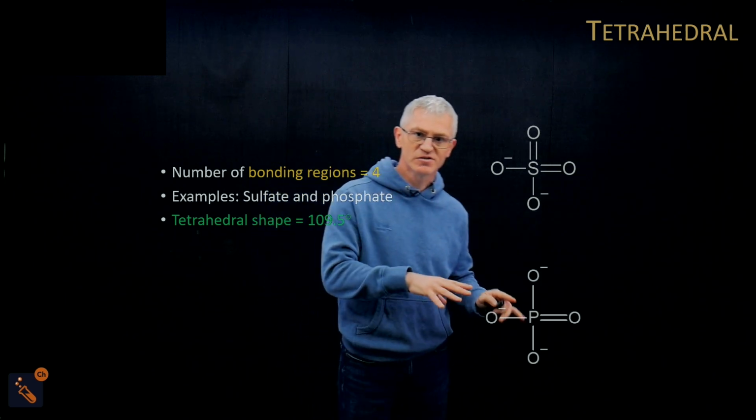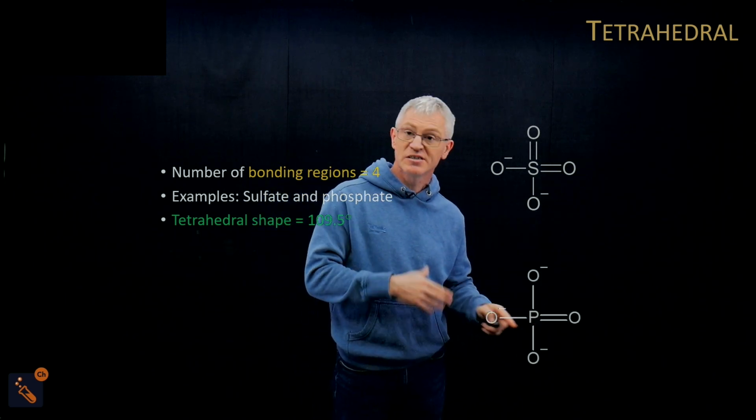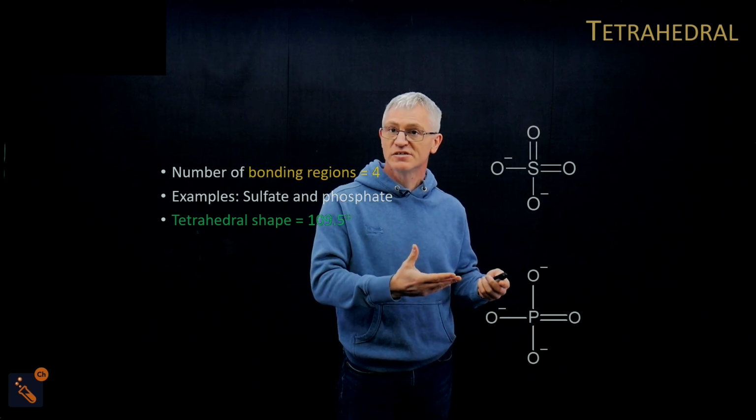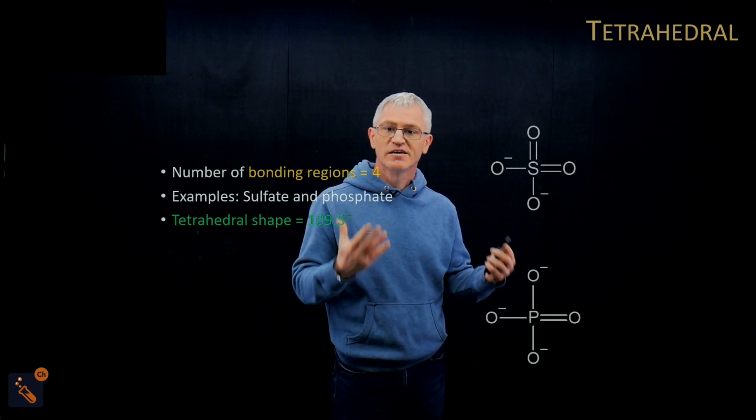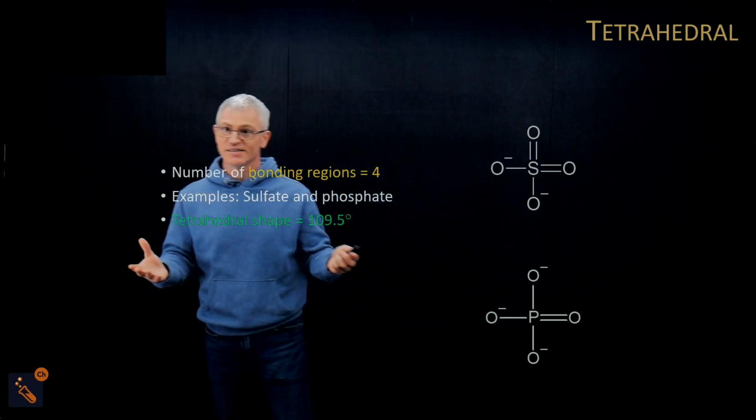Look at the other one, look at phosphate. Again, a double bond here. As soon as you see double bond, you can say a bonding region. So 1, 2, 3, 4 again. And because of that, that means this is tetrahedral.